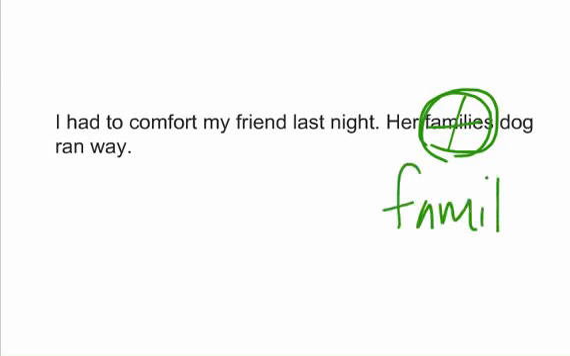So instead of expressing the plural form of families, we would use the word for one single family and then apostrophe S to show that this family owns a dog, the dog that had run away.